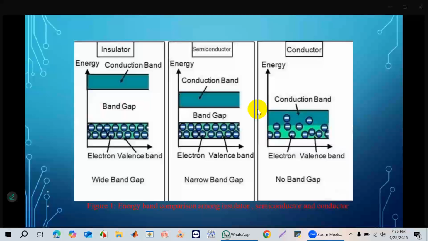On the other hand, in case of a semiconductor, there is a moderate band gap, so a few electrons can move from the valence band to the conduction band. And finally, in the conductors, the valence band and conduction band totally overlap. So a lot of electrons, almost all the electrons, are free to move.